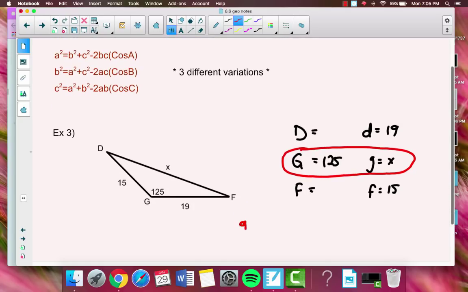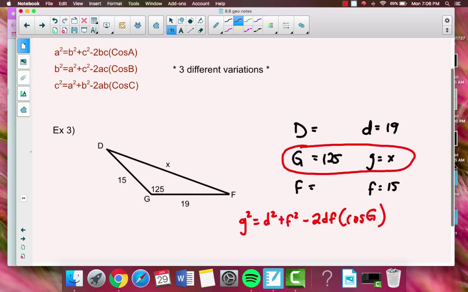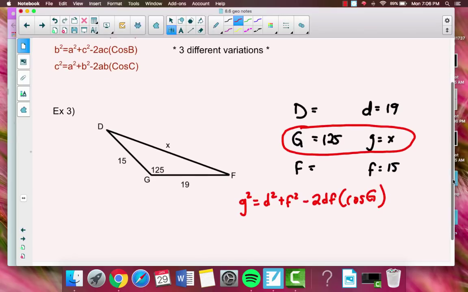So I'm going to have G squared equals, and then I'm going to use my other 2 sides. So D squared plus F squared minus 2 times, and remember it's these 2 letters, so D and F, and then times the cosine of the angle from the front. So I started with G, so I'm going to have angle G. And that's my formula. So now I just have to fill in what I know.